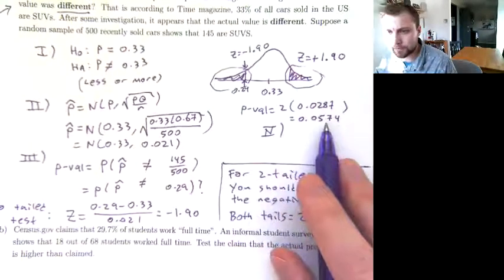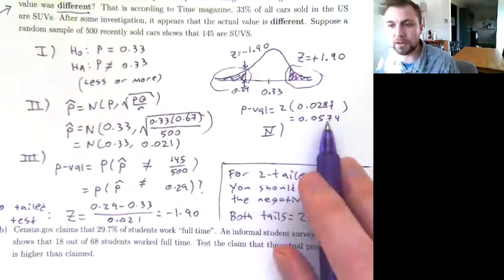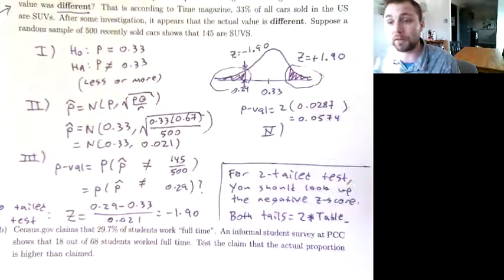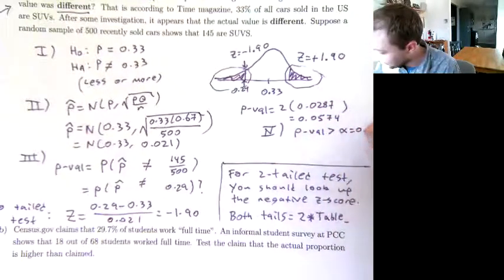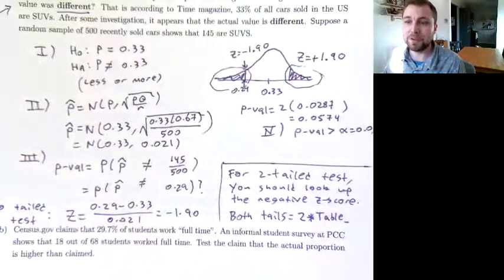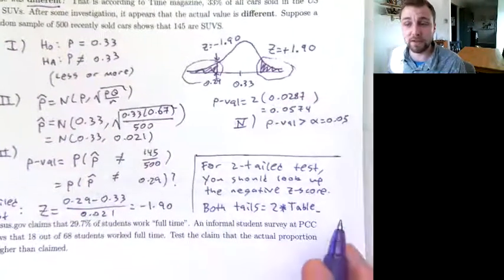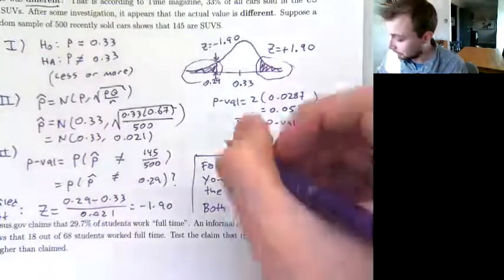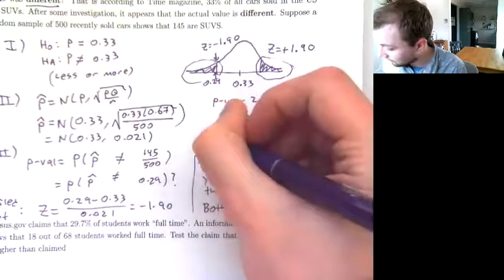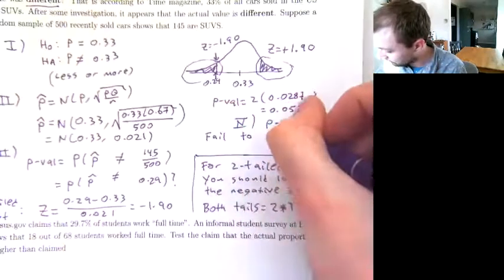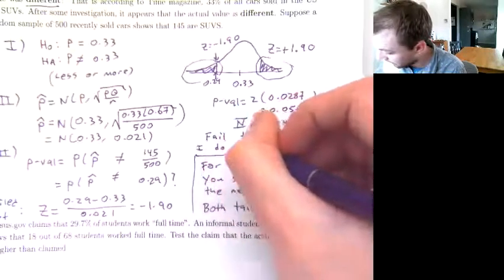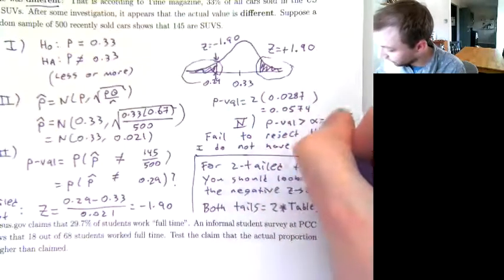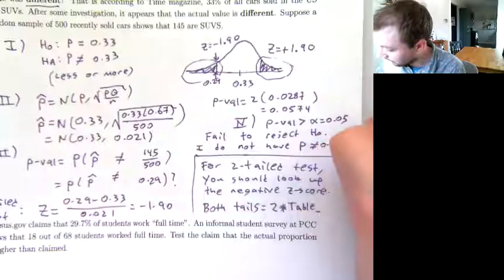And if you're like me, I got to the 5 and I already got excited there because I kind of knew what the conclusion was going to be, because it's like, oh my gosh, this is actually larger than my alpha level, where on the last problem it was smaller. So this time my p-value is greater than my significance level of 5%. So this is a statistically not significant result. It is not smaller. So since it's larger than 5%, I fail to reject the null hypothesis. So I do not have evidence that the proportion of SUVs is different than 33%.